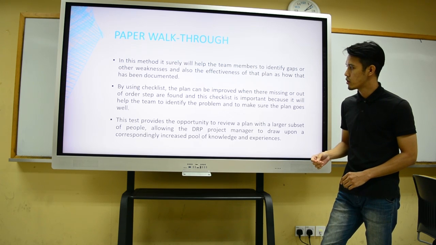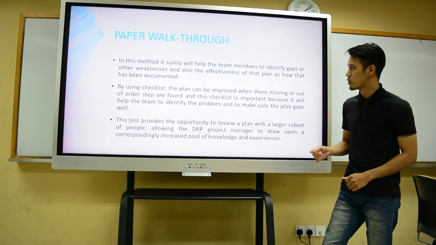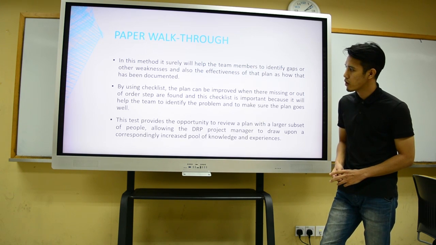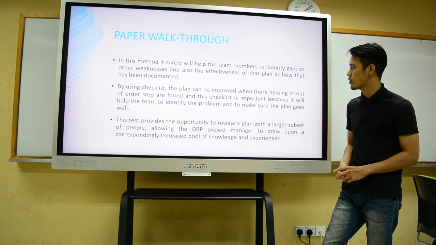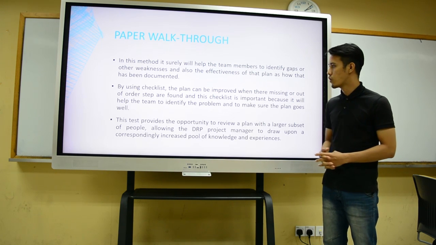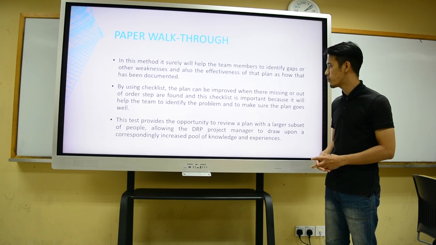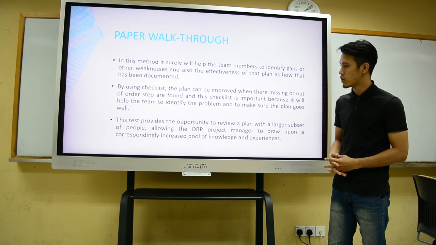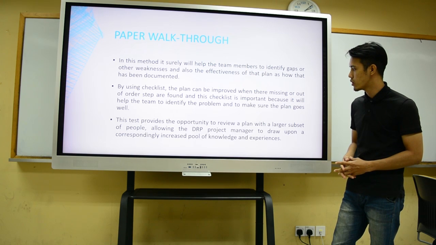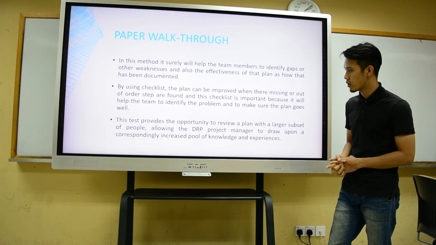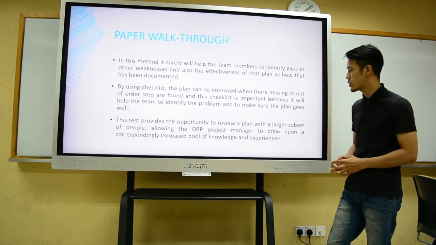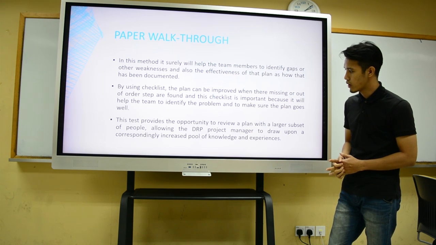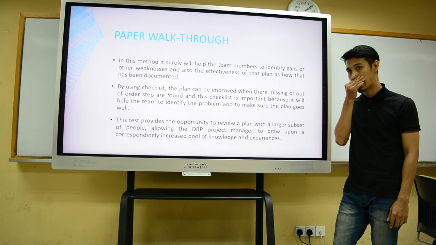We can also use a checklist to check whether the plan can be improved when missing or out-of-order steps are found. This checklist is important because it helps the team identify problems and make sure the plan goes well. This test provides the opportunity to review a plan with a larger subset of people, allowing the DRP project manager to draw upon a correspondingly increased pool of knowledge and experience. Next.